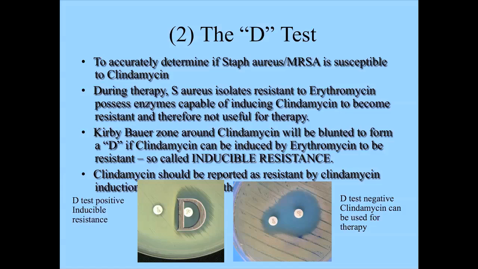This is because it is being induced to become resistant, and that's why that side of the zone is blunted and you have a deformation. Inducibly resistant Staph aureus isolates with clindamycin should be reported as such, and clindamycin should not be used as therapy. Let's move on to the next slide.